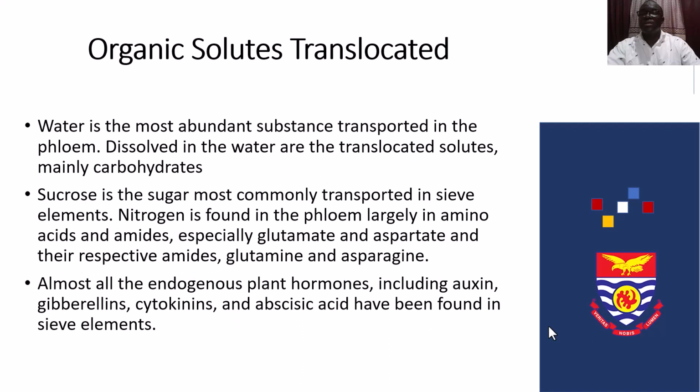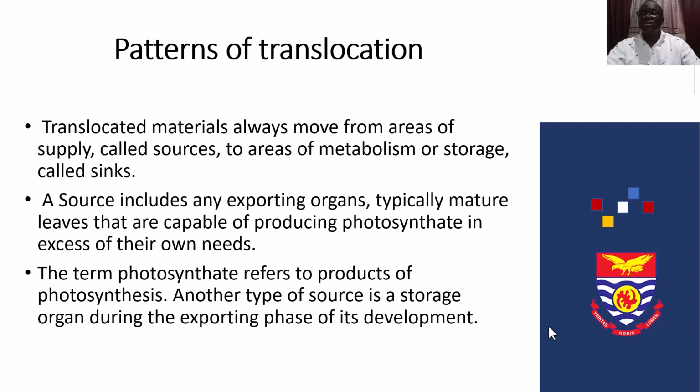Organic solute translocated. Water is the most abundant substance transported in the phloem. Dissolved in the water are translocated solids, mainly carbohydrates. Sucrose is the sugar most commonly transported in seed plants. Nitrogen is found in the phloem, largely in amino acids and amides, especially glutamate and aspartate, and their respective amides, glutamine and asparagine. Almost all the endogenous plant hormones, including auxin, gibberellin, cytokinins, and abscisic acid, have been found in the sieve elements.